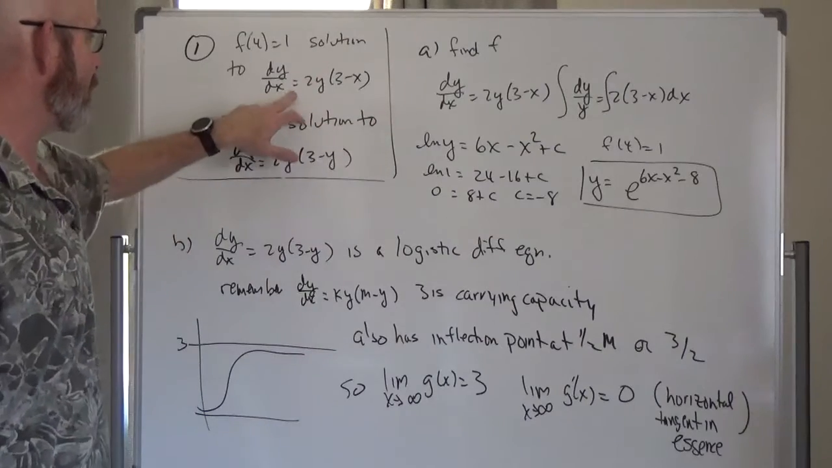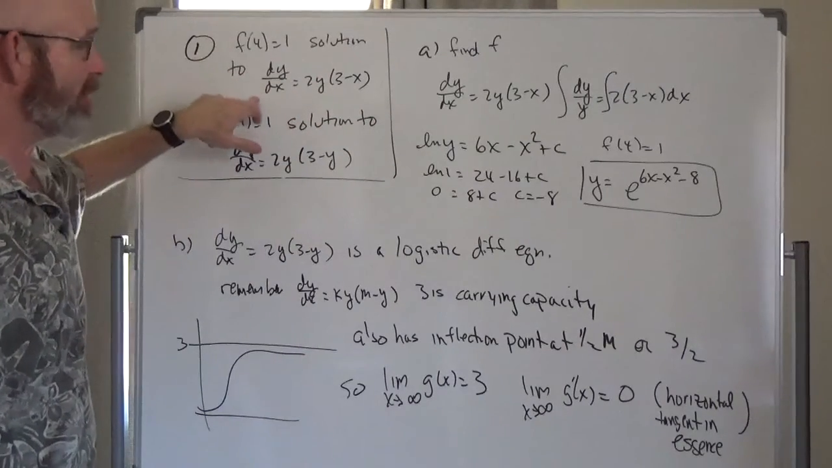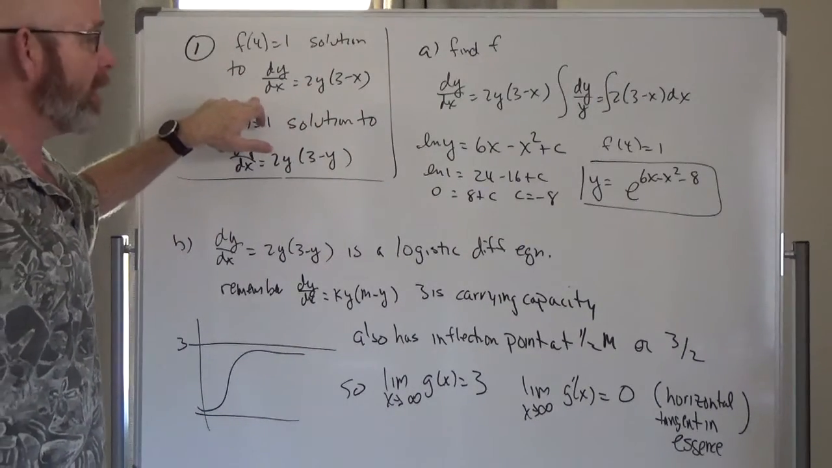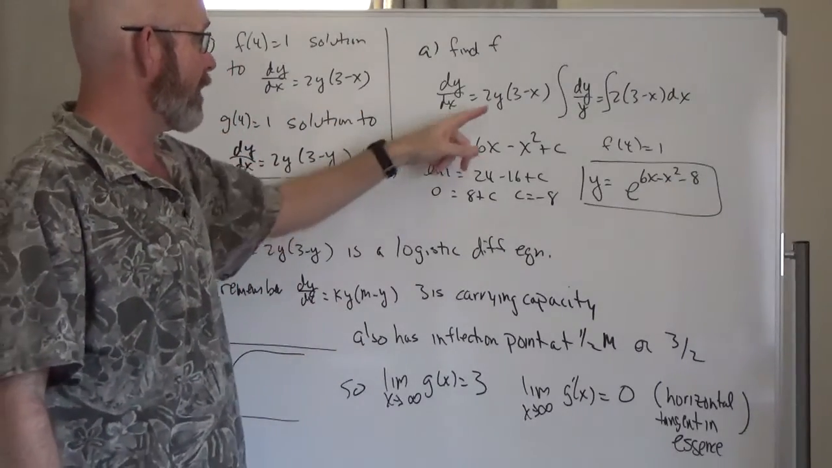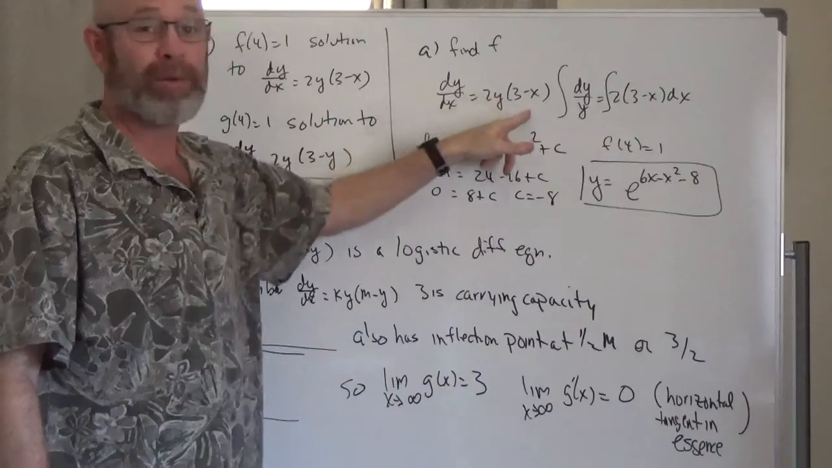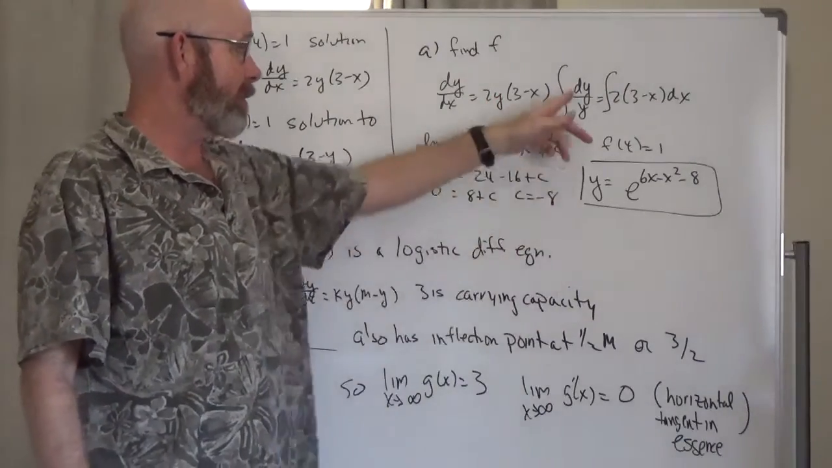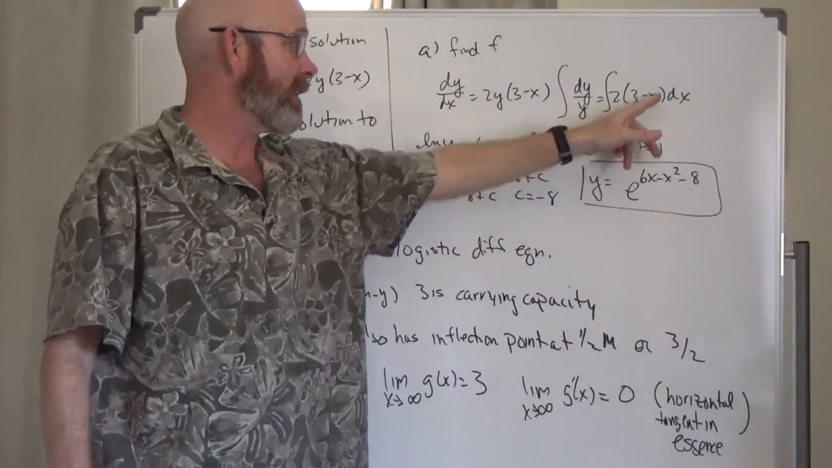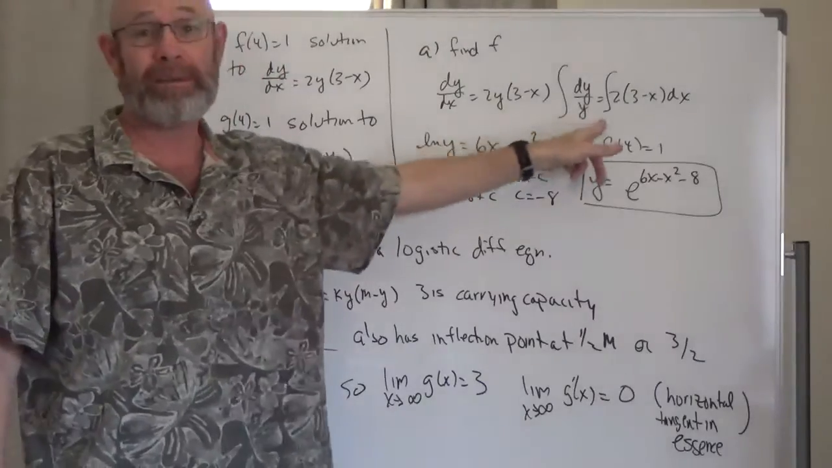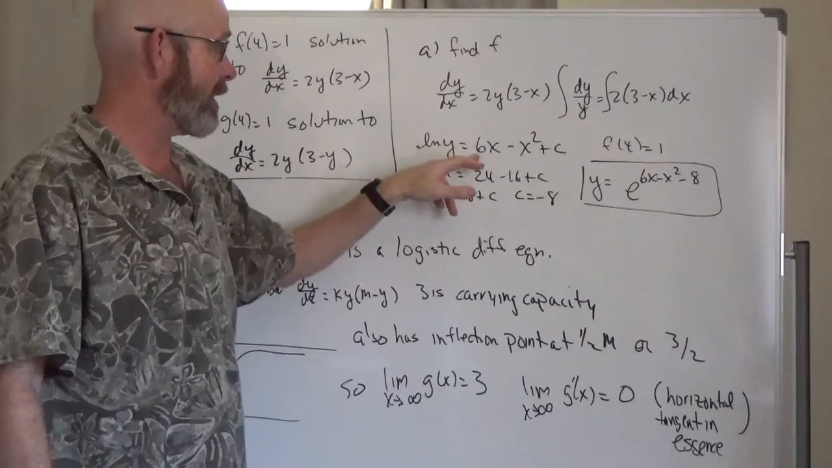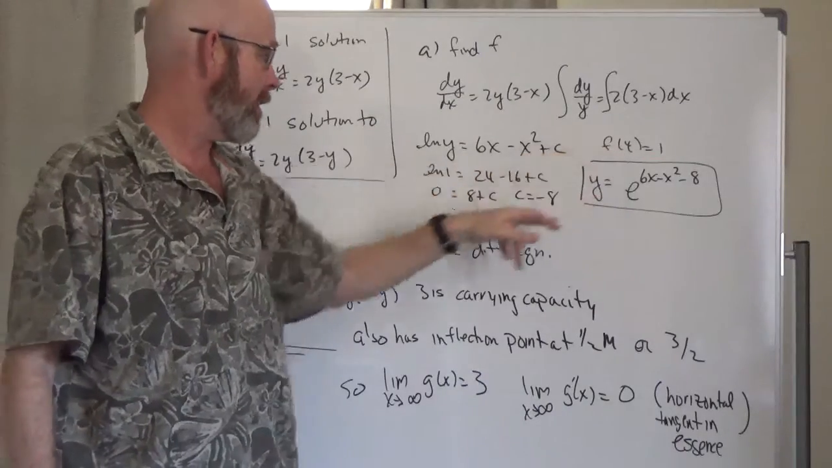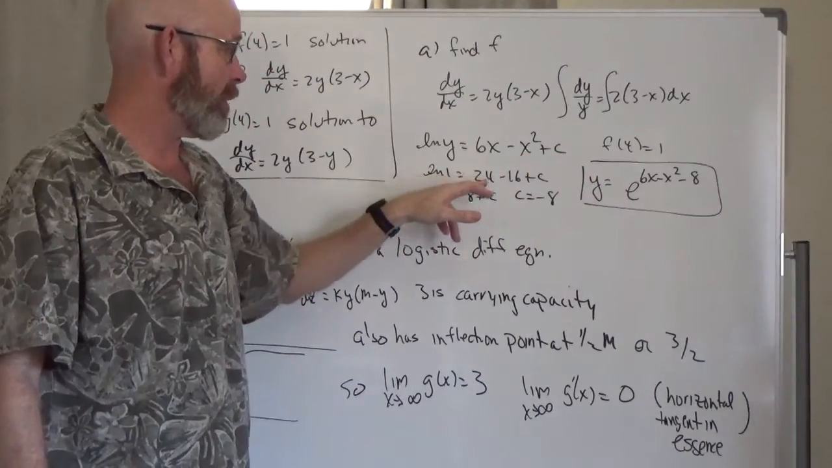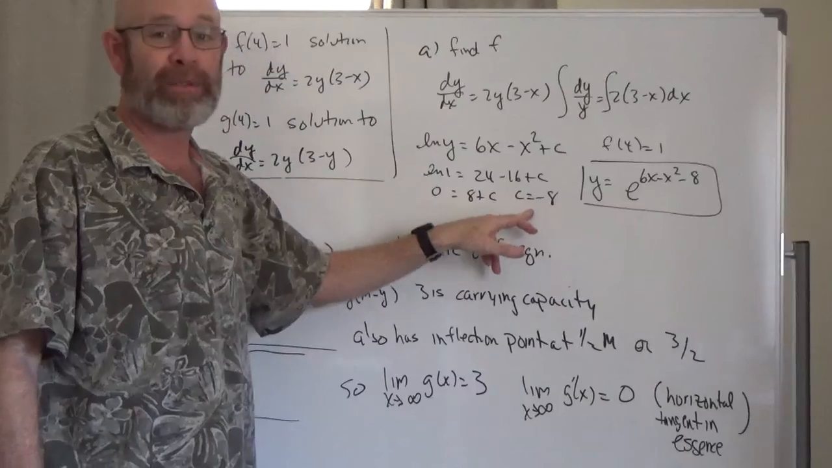So the first one was just to find f. This one's f, so this was a straightforward solve a separable differential equation, which we've done a lot of, nothing new here. So I separated y's with y's, x's with x's. So I'm going to dy over y equals 2 times (3 minus x) dx. So I integrated, got a natural log of y equals 6x minus x squared plus c. I use my initial condition. y is 1 when x is 4, and I got c equals -8.